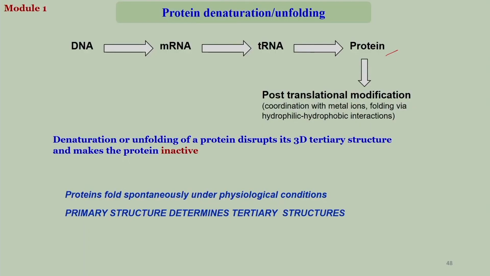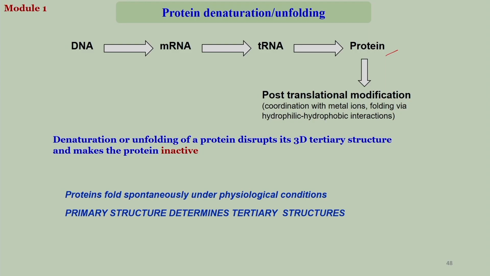When a protein is unfolded, that means you are breaking all the interactions present in the tertiary structure and bringing it back to the primary structure. That process is known as the denaturation of the protein, or you can also call it unfolding of a protein. The moment you unfold a protein or force it to denature, its three-dimensional tertiary structure is disrupted, and therefore the protein cannot function anymore.